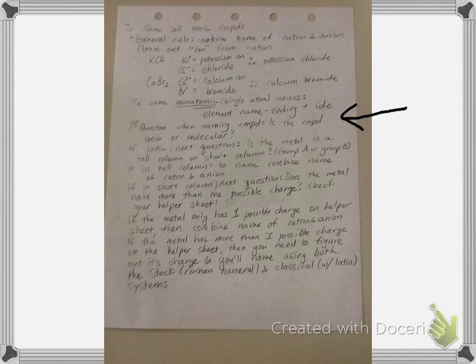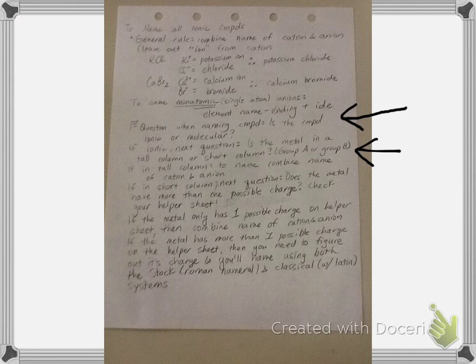If it's an ionic compound, because again today we're focusing on ionic compounds, the next question you have to ask yourself is right here, which is the question of, is the metal in a tall column or a short column? So is it a group A element or a group B? Remember, the other name for group B is to call it a transition metal.